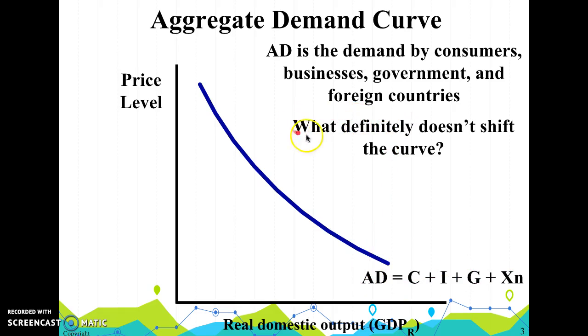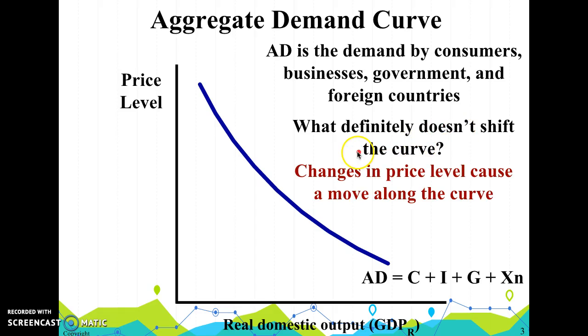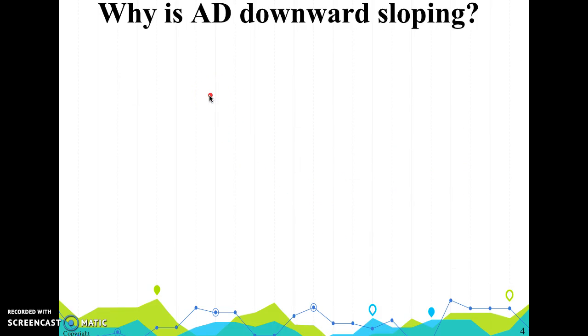So think back to supply and demand. What definitely doesn't shift the curve? Think about what didn't shift the curve in micro, right? Price didn't shift the curve in micro, so price level does not shift the curve here for the same reason, right? We're already measuring price on the graph. There's no reason to actually shift the curve. Change in price level is just a movement on the same exact curve. Okay. So that curve, the AD curve is downward sloping.